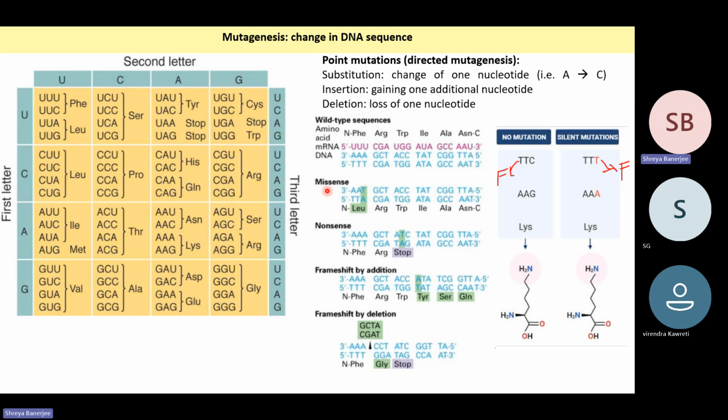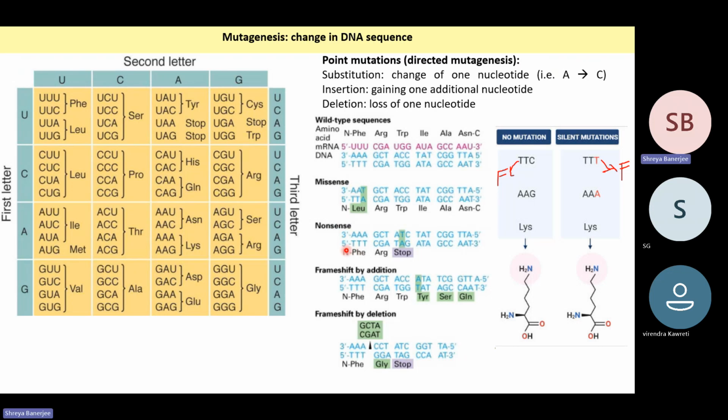Now there can be missense mutation. Suppose the initial sequence was AAA, now you have AAT. So instead of phenylalanine, leucine is inserted. Then the amino acid sequence itself becomes different, and it is called missense. So you can see, because of this mutation of AAA becoming AAT, instead of phenylalanine you have leucine, and this is a missense mutation.